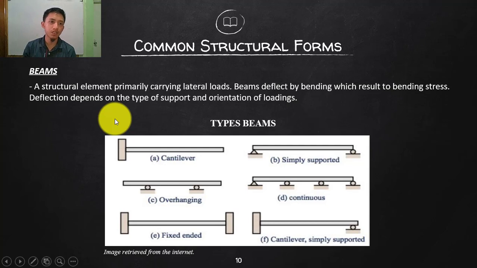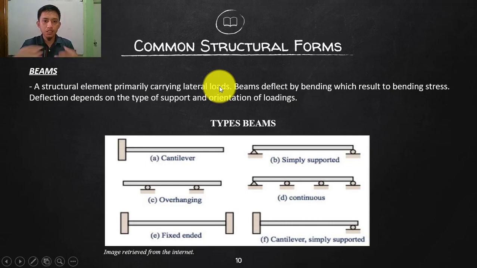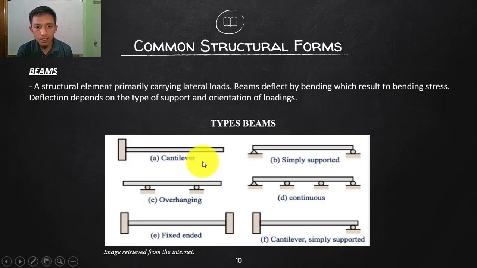Okay, a beam is a structural element primarily carrying lateral loads. So if we say lateral loads, okay, that is the orientation. For example, these are now examples of beam, types of beam. For example, this is the beam. If we say lateral loads, the loads are perpendicular to the axis of the beam. Since this is horizontal, then the loads are vertical to the beam. Beam deflects by bending, which results in bending stress.